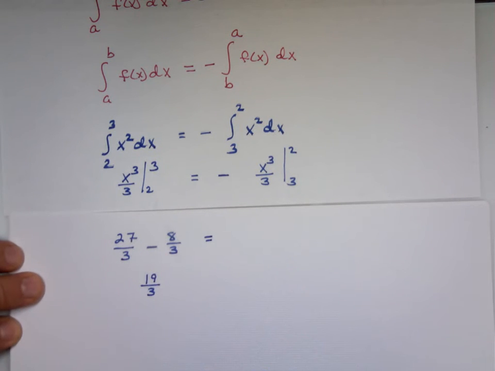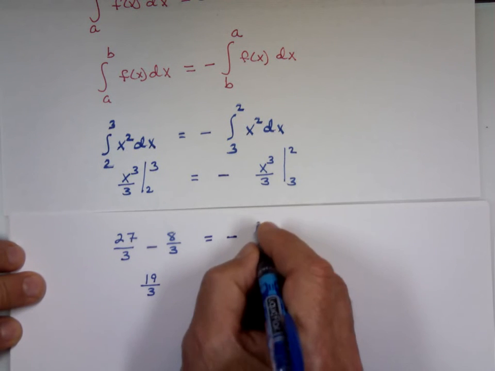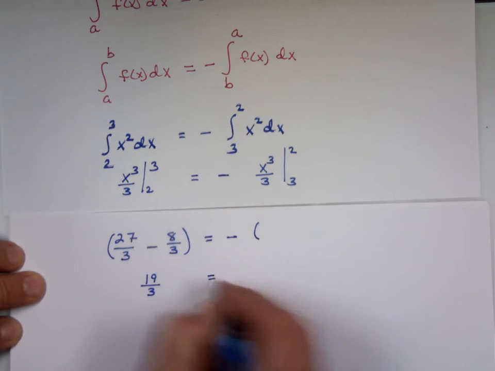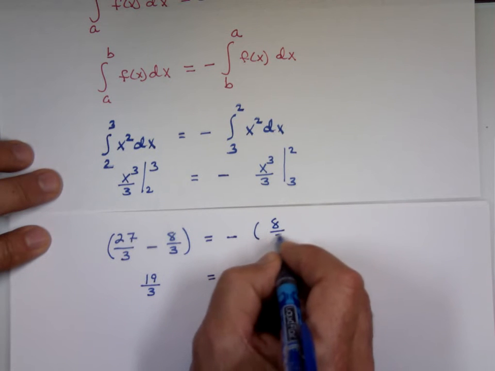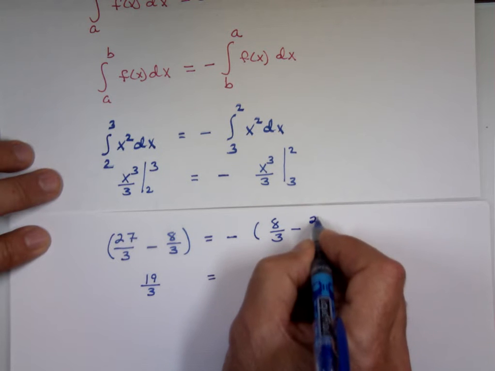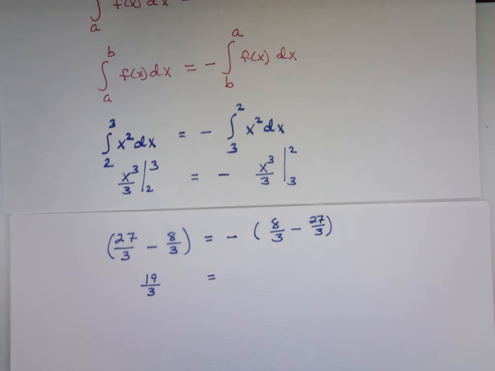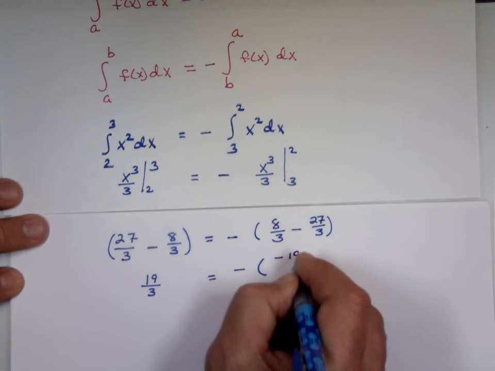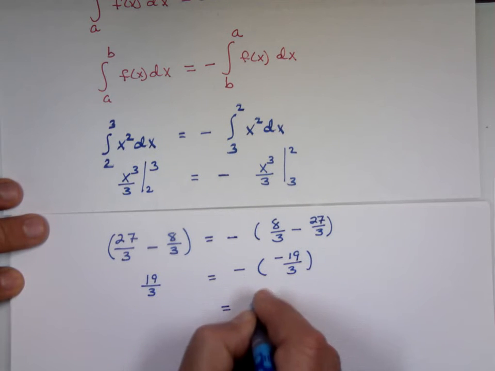Here's the minus sign. Let's integrate this one. When x is 2, that's what? 8 over 3, minus when x is 3, which is what? 27 over 3. Isn't that negative 19 over 3? What's a minus minus? Positive 19 over 3.